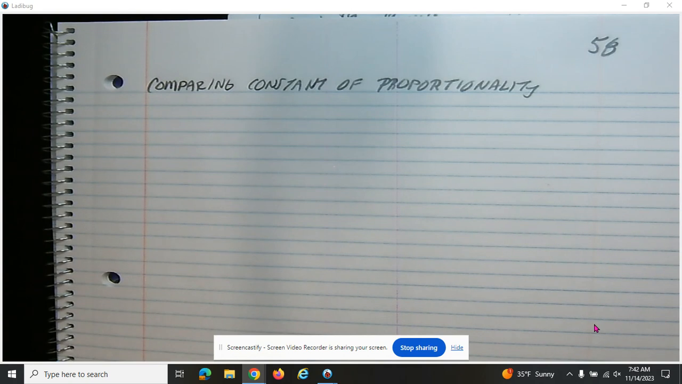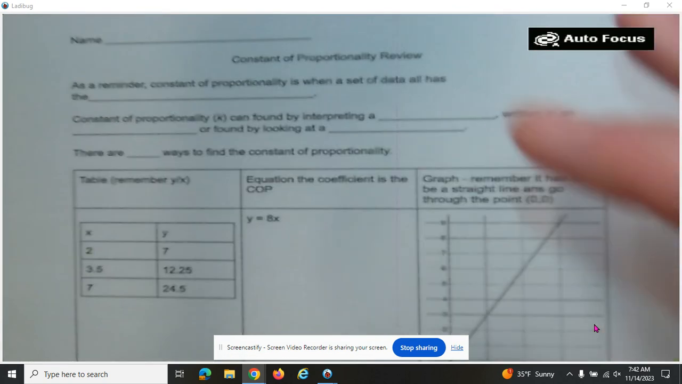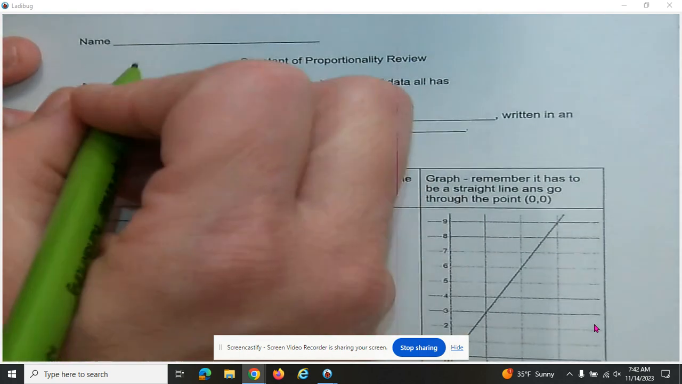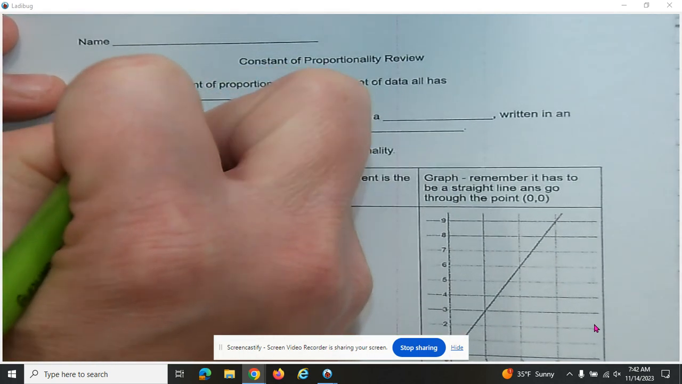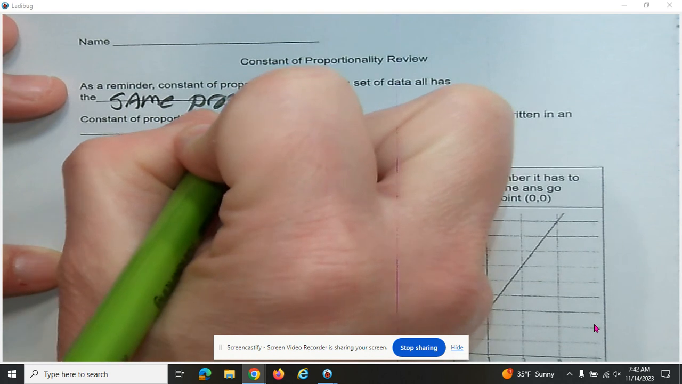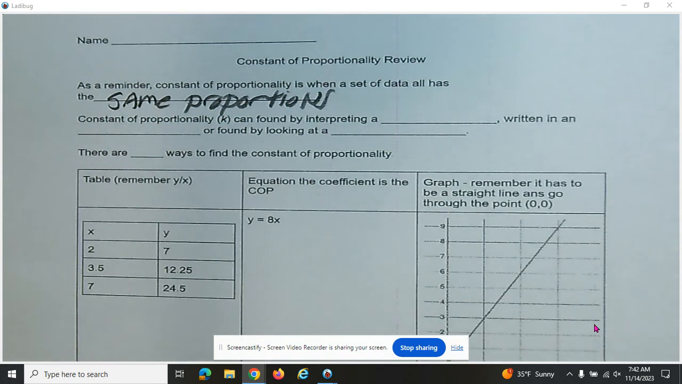Okay. Let's review a little information about constant proportionality. As a reminder, constant proportionality is a set of data that has all the same proportions. When you have a table, you can cross multiply, and one side's always going to equal the other.